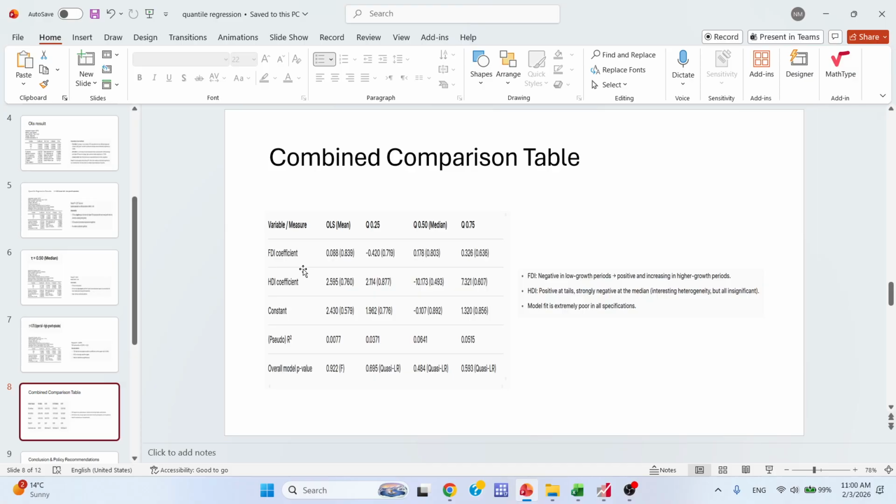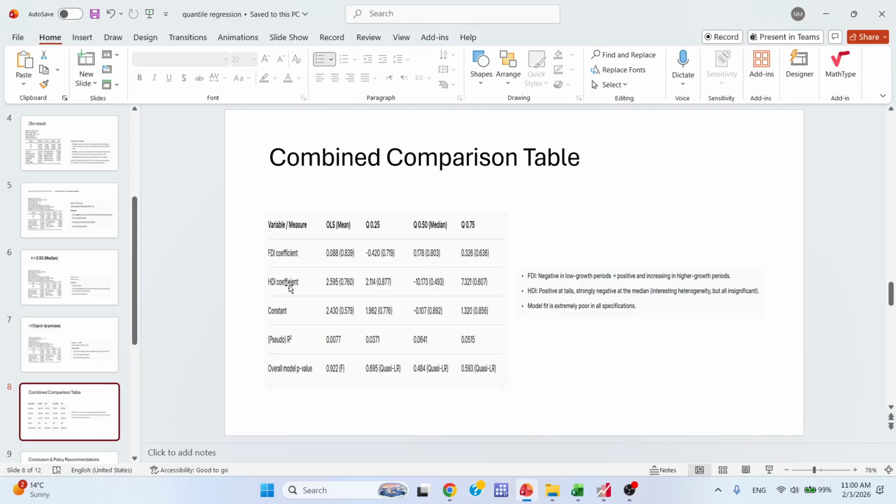So when you look at the FDI coefficient when we applied the simple OLS, you can see that the FDI value is 0.08, and in the case of the 25th percentile it becomes negative. So we can conclude that in the lower tail FDI is showing a negative effect, but in the middle and upper tail it is showing a positive effect.